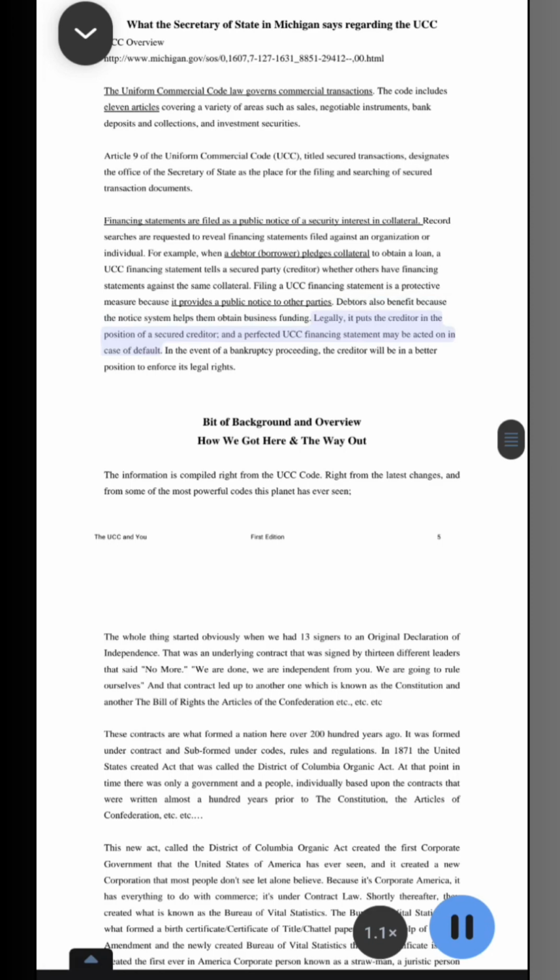Legally, it puts the creditor in the position of a secured creditor, and a perfected UCC financing statement may be acted on in case of default. In the event of a bankruptcy proceeding, the creditor will be in a better position to enforce its legal rights. A bit of background and overview of how we got here and the way out. The information is compiled right from the UCC code, right from the latest changes, and from some of the most powerful codes this planet has ever seen.